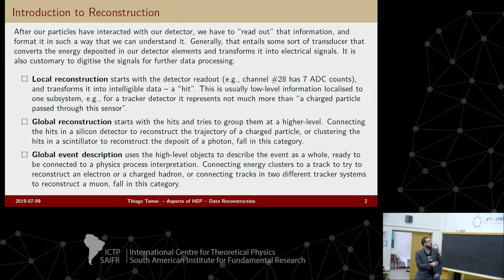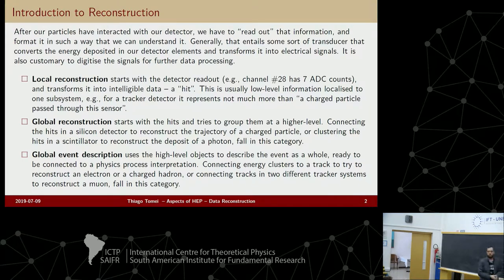Even after you do the ADC, for instance, so I have 7 ADC counts. Does everybody know what an ADC is? It's an analog-to-digital converter. It takes something like, oh, it's 4 volts, and translates it into 0, 1, 1, 0, 0, and that you translate into a number. And then this kind of information, which physically has no obvious meaning — what does it mean that channel 28 has 7 counts? — you transform into some kind of intelligible data, a hit. Oh, this particular part of the detector, which is in this position, has been hit with a total energy of 2 GeV, something like that.